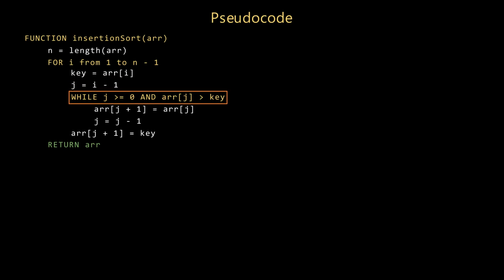While J is valid and the left cell is larger than the key, keep shifting. Slide that larger value one slot to the right. Move J one step left. Place the key in the open slot after the scan. Return the sorted array.